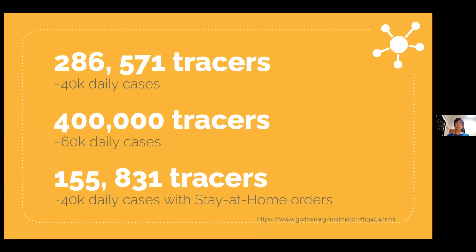Comparing the first and the third number, if there were stay-at-home orders, this decrease in the number of contacts actually leads to a really huge decrease in the number of traces required to be able to reach out to everyone successfully. Just take note that these numbers are taken with 40,000, 60,000 daily cases, and the current caseload is averaging somewhere about 150,000 or so maybe.